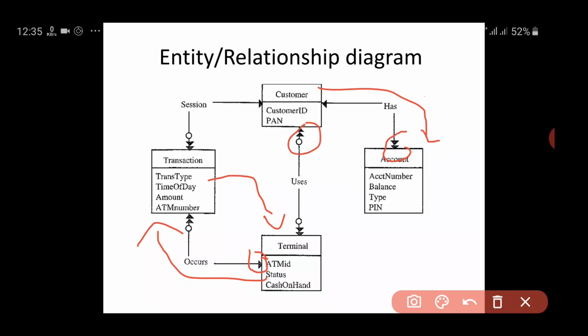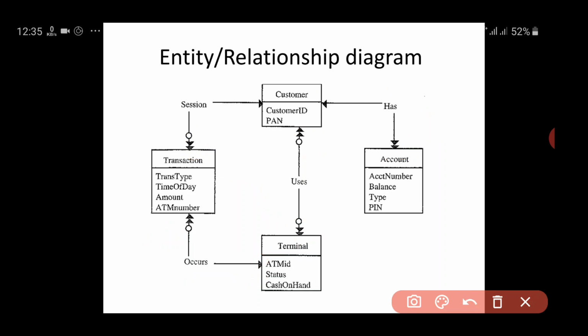Okay. So terminal also has many customers. A customer can use many terminals. Double arrow. We have also double arrow. We have only a single arrow here. Okay. So this is actually the example of the ER diagram, the entity relationship diagram. You can refer here.